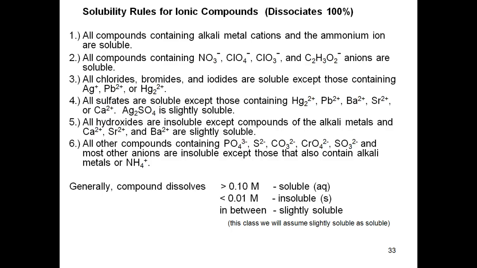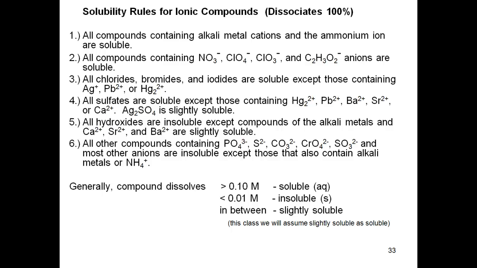So what are the solubility rules? First off, all compounds containing alkali metal cations, which are your group 1 metals, and the ammonium ion are soluble. 2. All compounds containing nitrate, perchlorate, chlorate, and acetate anions are soluble. So if those anions are attached to anything, it's soluble. 3. All chlorides, bromides, and iodides are soluble. However, there are some exceptions. Those containing silver, lead(II), and mercurous ions are insoluble. So the majority of them are soluble, but there are a couple of exceptions.